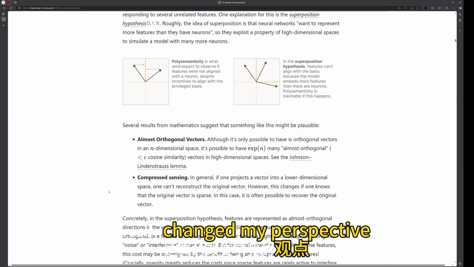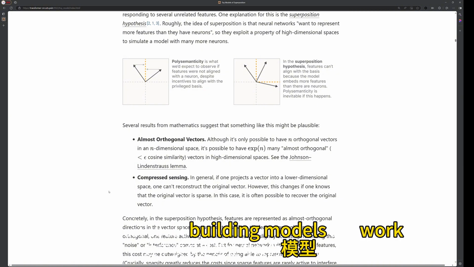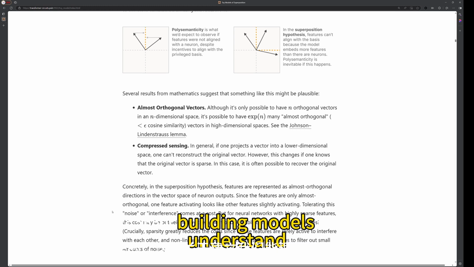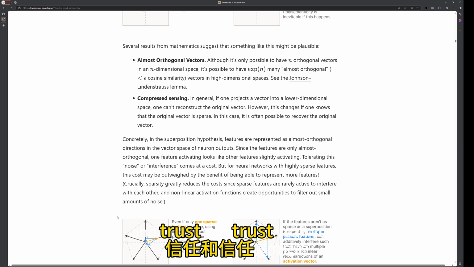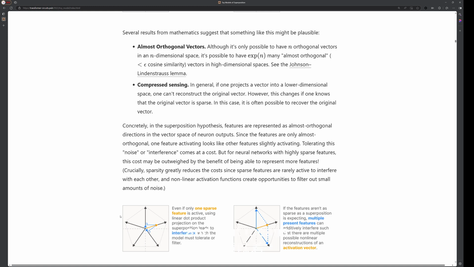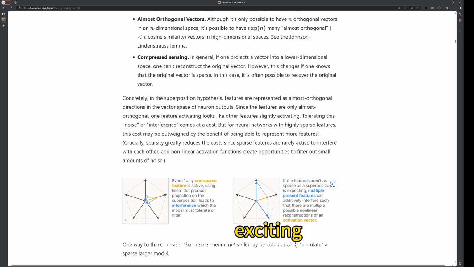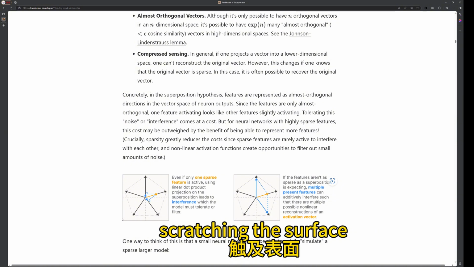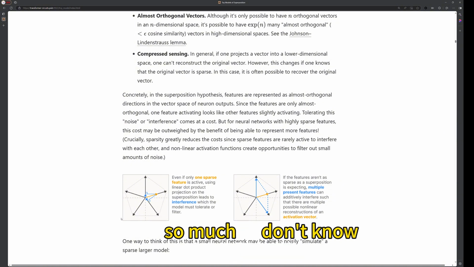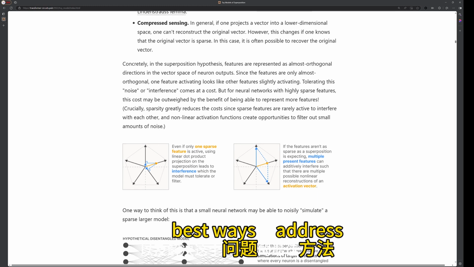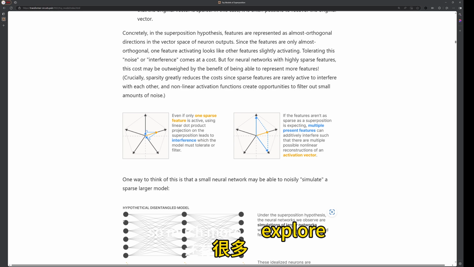For sure. This has really changed my perspective. It's not just about building models that work. It's about building models that we can understand and trust. And that means dealing with these complex phenomena like superposition. But what I find really exciting is that we're only beginning. We're just scratching the surface. There's so much we don't know about how it emerges, how it varies across different types of networks, and the best ways to address it. So much more to explore.